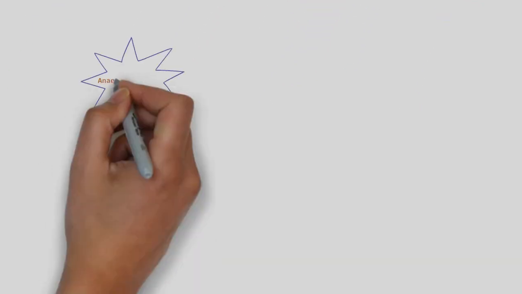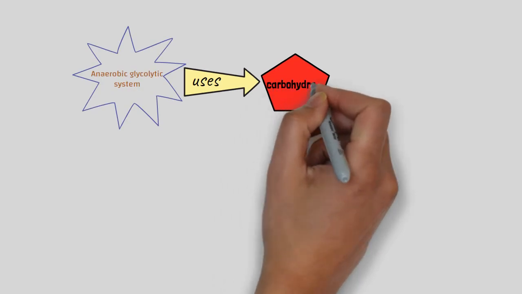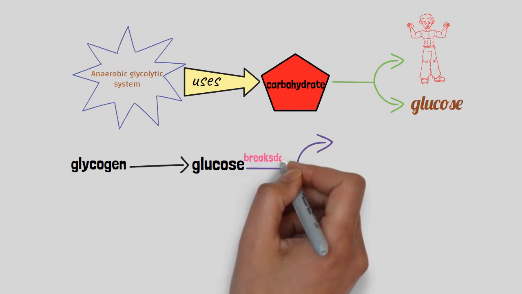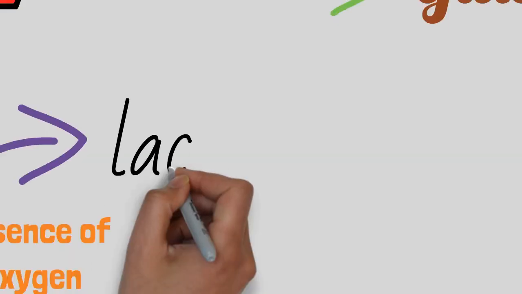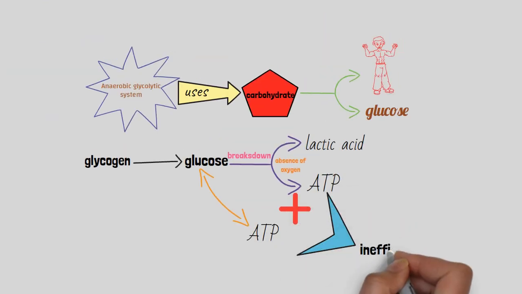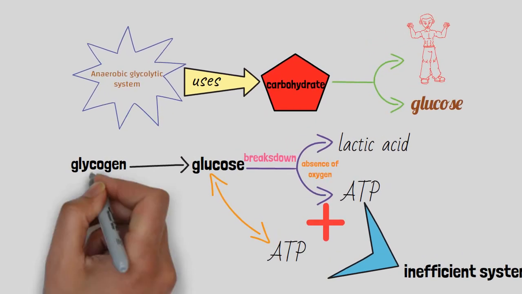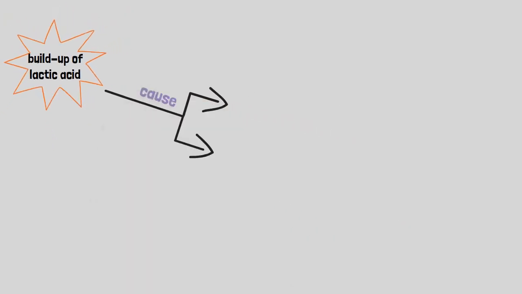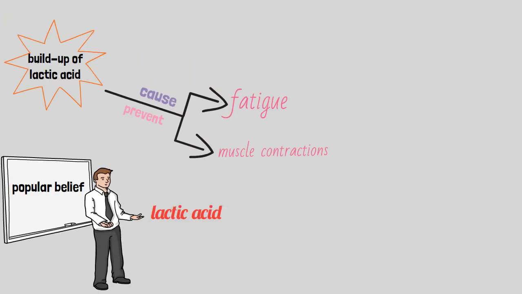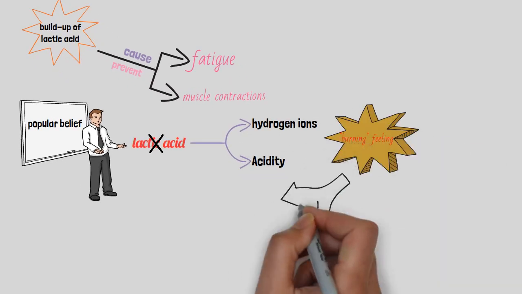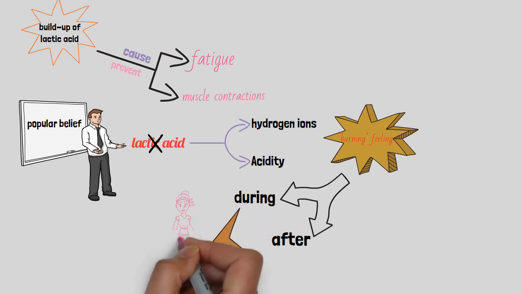The anaerobic glycolytic system uses carbohydrate in the form of muscle glycogen or glucose as fuel. Glycogen is broken down to glucose, which rapidly breaks down in the absence of oxygen to form ATP and lactic acid. Each glucose molecule produces only 2 ATP molecules under anaerobic conditions, which makes it a very inefficient system. The body's glycogen stores decrease quickly. The gradual buildup of lactic acid will eventually cause fatigue and prevent further muscle contractions. Contrary to a popular belief, it is not lactic acid but the buildup of hydrogen ions and acidity that causes the burning feeling during or immediately after maximal exercise.